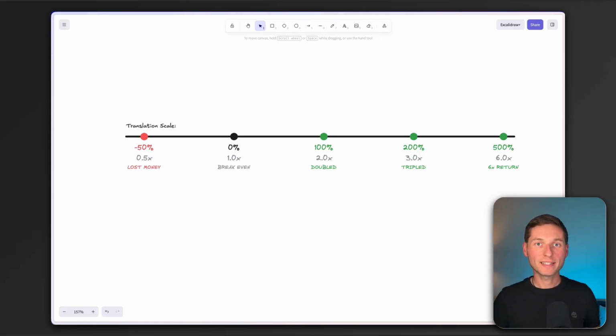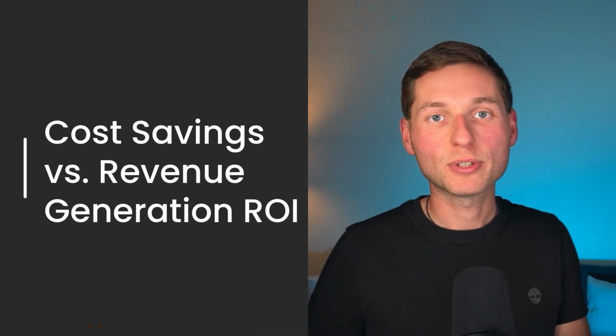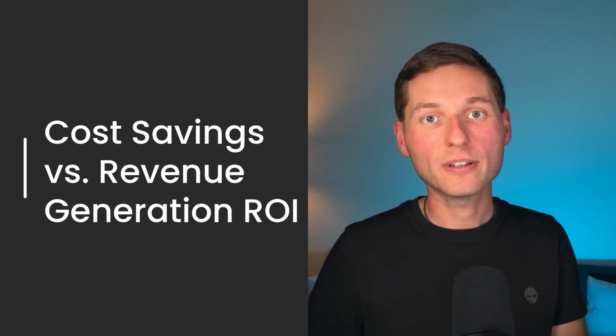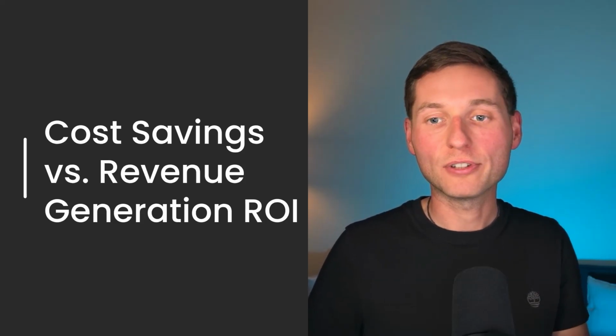A common mistake is confusing the two. The ROI multiple includes your original investment in the calculation, whereas the ROI percentage does not include it and focuses purely on the gains. With this basic recap now in mind, let's focus on the actual differences between the cost savings ROI calculations and the ones for the revenue generation.